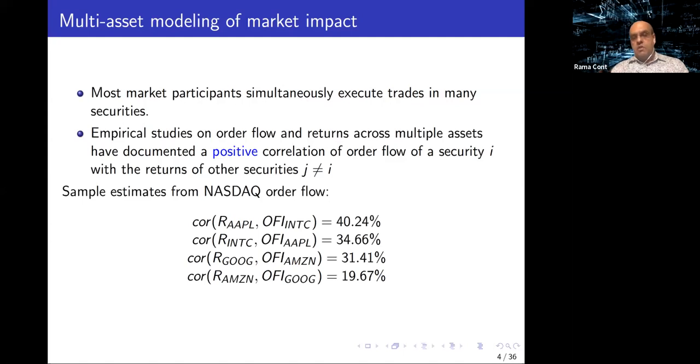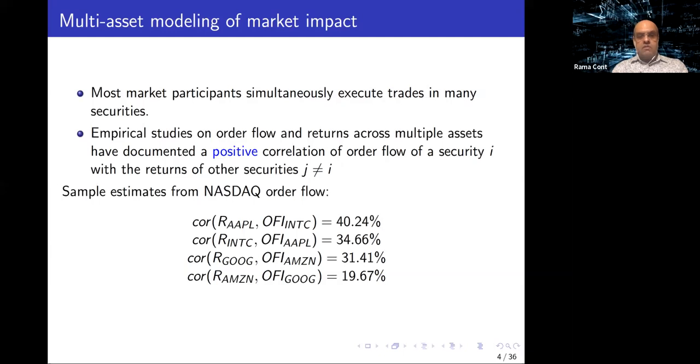So you can see, first of all, it's positive. They're not small and it's not symmetric. Correlation of the return of Google with the order flow imbalance of Amazon is 31%. The other way around, it's 19%. So if you do these calculations for randomly chosen pairs, you'll typically see positive correlations of the return of one asset with the order flow imbalance of another asset, and they're not symmetric in general. Okay, so this is interesting.